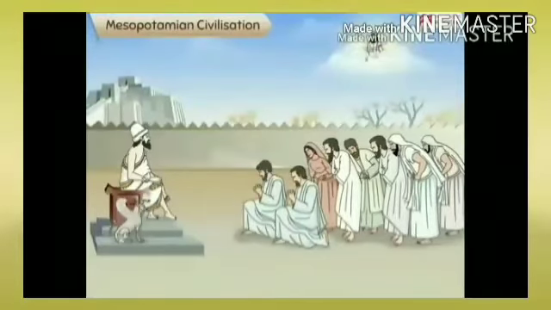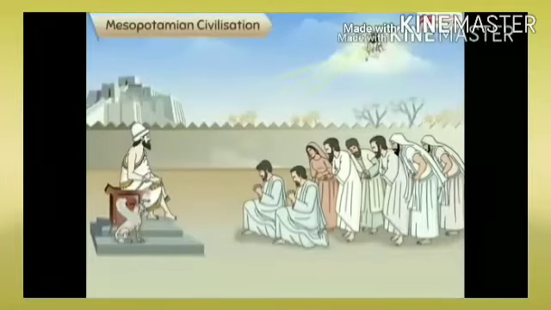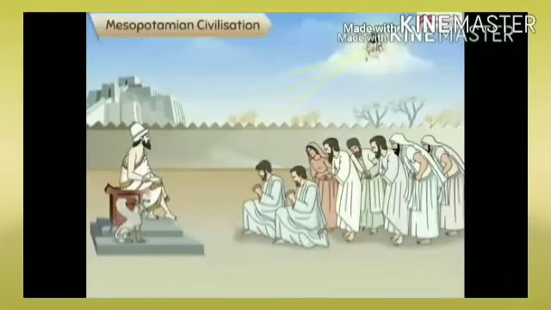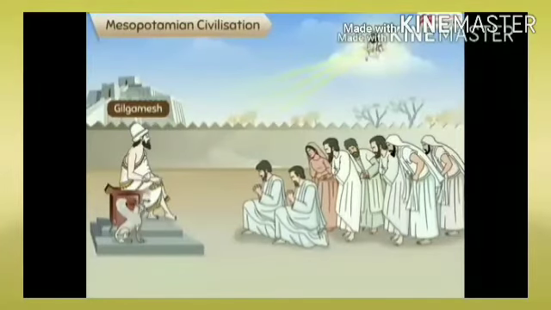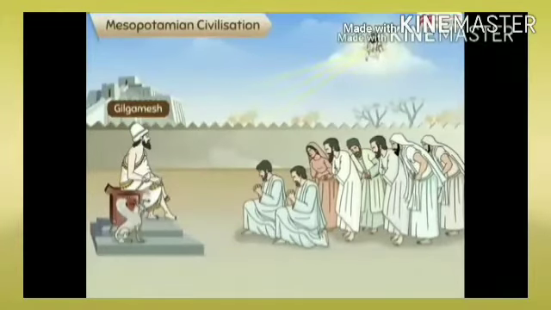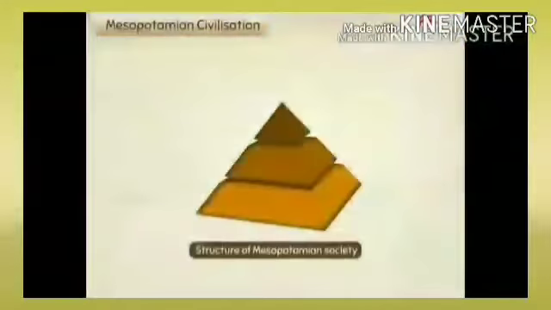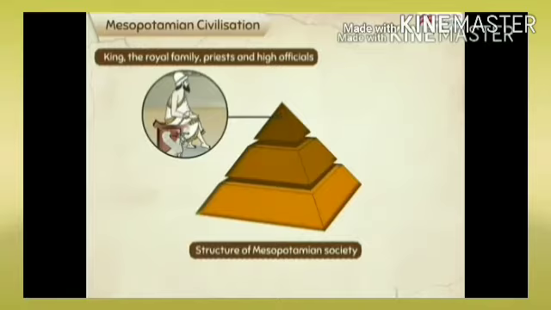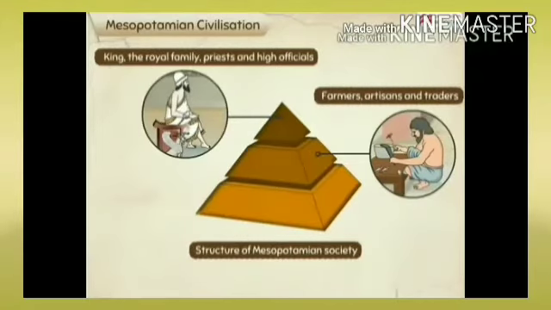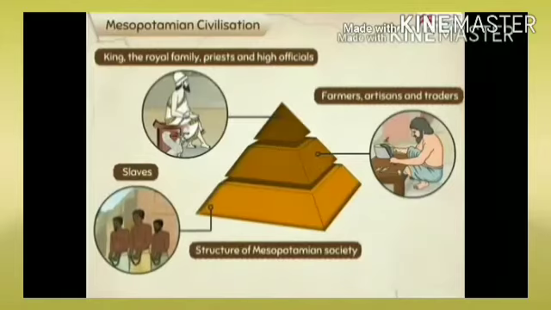Mesopotamians believed that the great kings and queens descended from God. They had a great king called Gilgamesh. He was both human and divine. The society had three layers. The upper end were kings, the royal family, priests, and high officials. The middle level consisted of farmers, artisans, and traders. The lower end consisted of slaves.